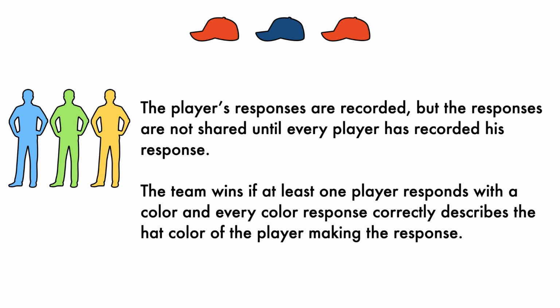The players' responses are recorded, but the responses are not shared until every player has recorded his response. The team wins if at least one player responds with a color and every color response correctly describes the hat color of the player making the response. In other words, the team loses if either everyone responds with I pass or someone responds with a color that is different from his hat color. What strategy should one use to maximize the team's expected chance of winning?